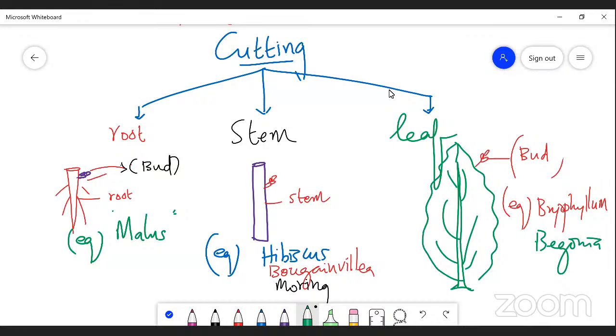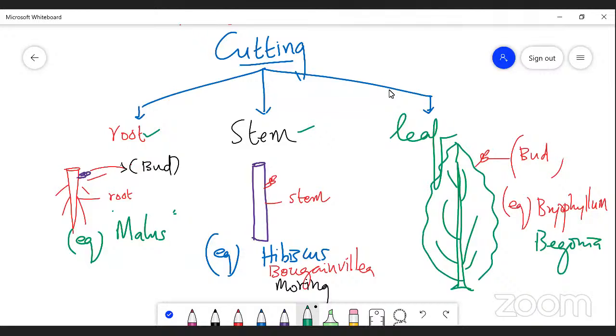I repeat once again, a cutting is nothing but a piece of a plant organ, either root or stem or leaf, taken out, which emerges as a bud-like structure, that bud grows and develops into a new plant. That is called a cutting. It is broadly divided into three. The first type is root cutting, the second one is stem cutting, the third one is leaf cutting. For root cutting, I can say example Malus. For stem cutting, example Hibiscus, Bougainvillea, Moringa. For leaf cutting, Bryophyllum and Begonia.